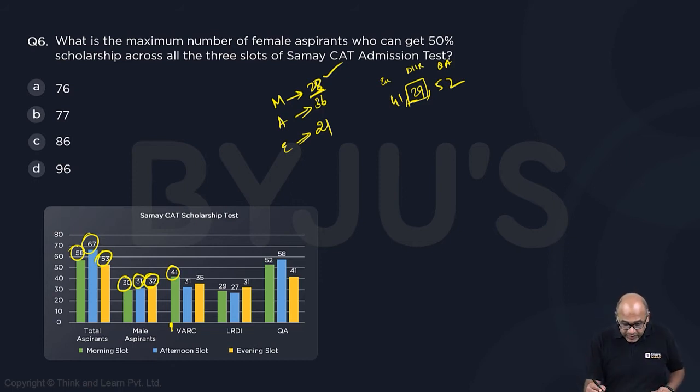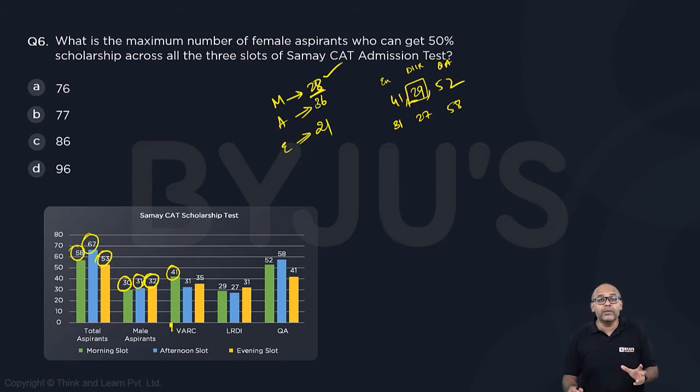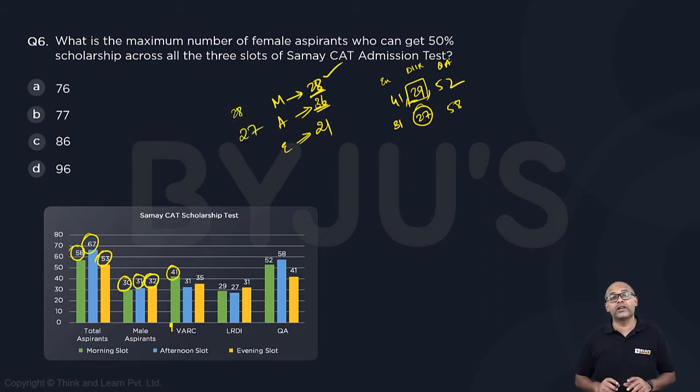Similarly, if you're looking at the afternoon slot, 31 cleared English, 27 cleared DILR and 58 cleared Quant. Maximum number of women who can clear all 3 are 27, because you're looking at 27 DILR, 27 English and 27 in Quant. It is possible. So out of 36 people, only 27 can clear. So you will say that this is 28, and this will be only 27 who can clear the cutoff in all 3 of them.